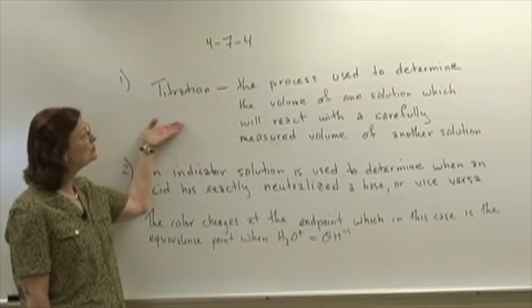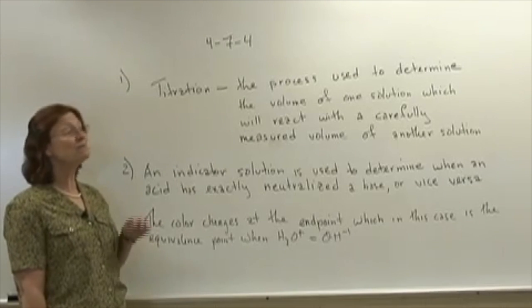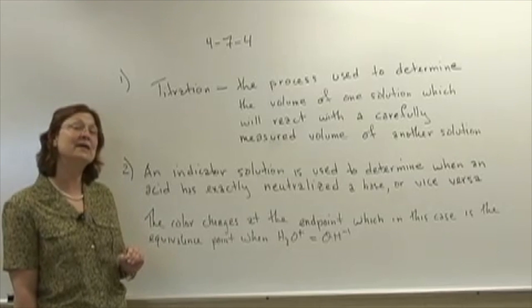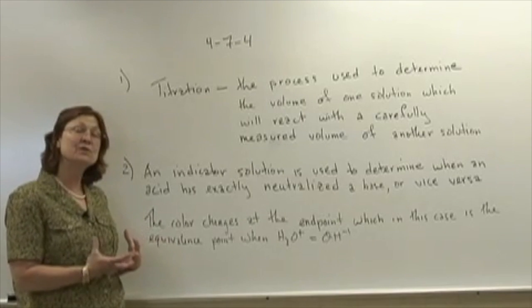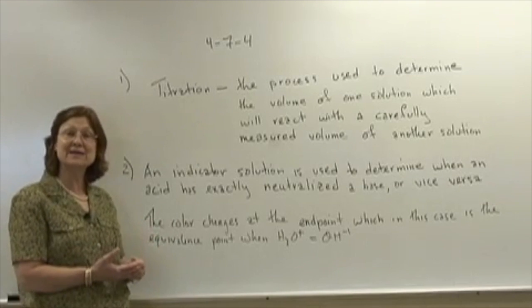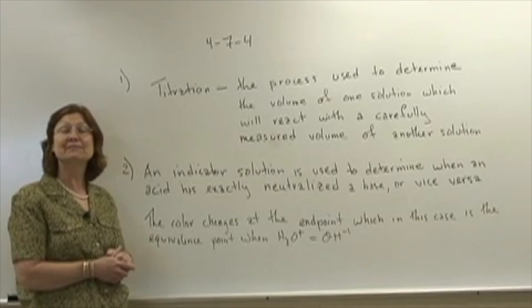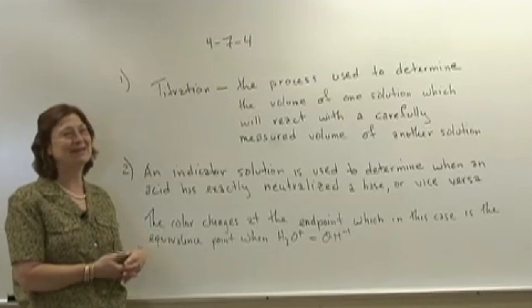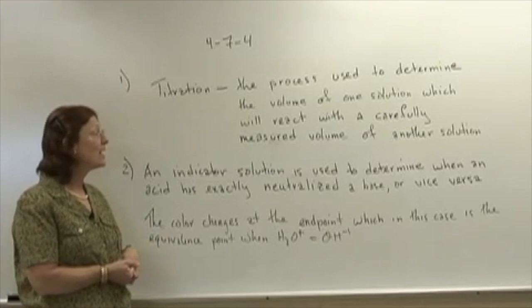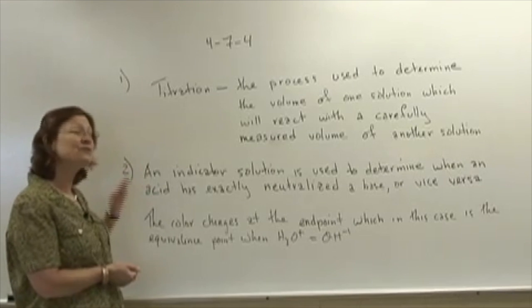It is the process used to determine the volume of one solution, which will react with a carefully measured volume of another solution. This is a quantitative determination. We will know the concentration of our acid that we are going to titrate with the unknown base, and we are going to standardize that base, or find out what its actual concentration is based on our acid, that we know the specific concentration. And then the indicator is used to determine when the acid has exactly neutralized the base.